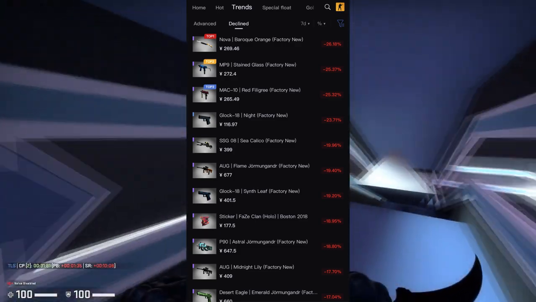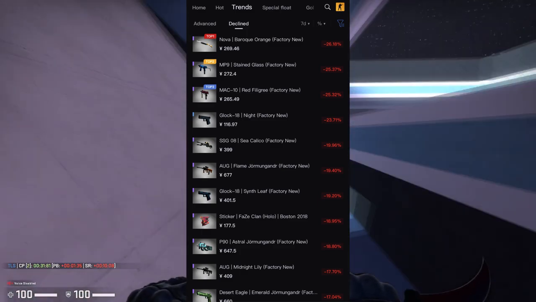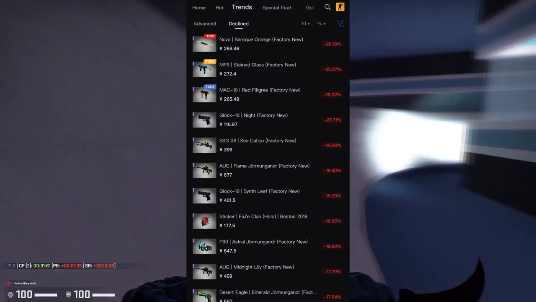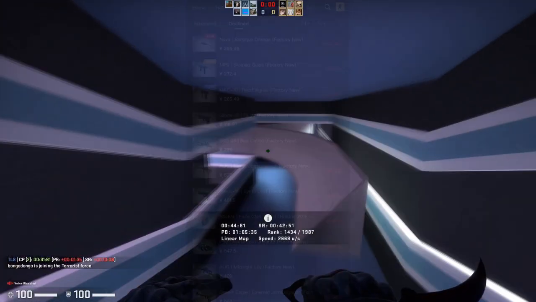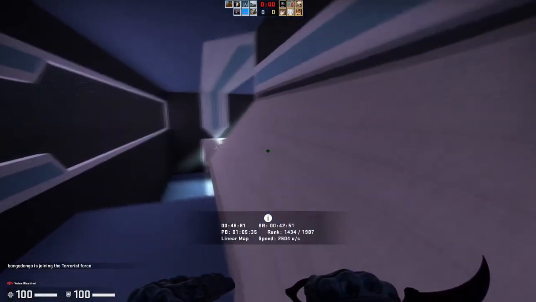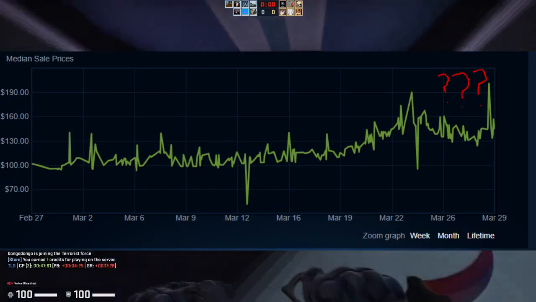Looking over the past week, actually a lot of stuff was for Shattered Web collection items like the Emerald Jormungandr and the Flame Jormungandr and the Midnight Lily, for example. A lot of really popular investment skins. These ones all kind of declined, which could show a lesser interest in Shattered Web going forward, as they did see a recent huge jump in price and their future is a little bit uncertain, so that could be a reasoning for it.